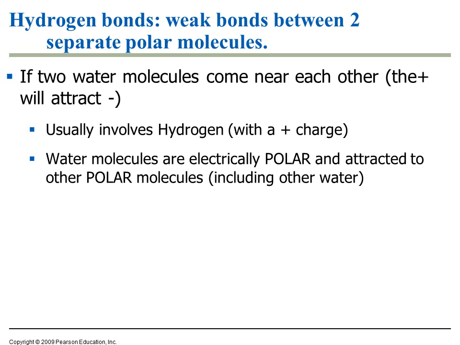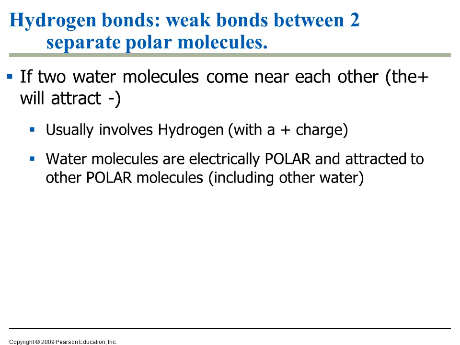So if two water molecules come near each other, so this is two separate, two distinct water molecules, that partial positive charge of one water molecule that exists on that hydrogen, remember, will attract to the negatively charged oxygen of the other water molecule. This attraction is what we refer to as a hydrogen bond. We call it a hydrogen bond because it usually involves a hydrogen atom, and that hydrogen atom almost always will have a positive charge.